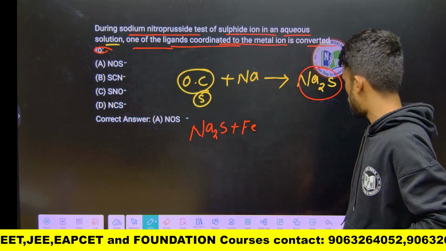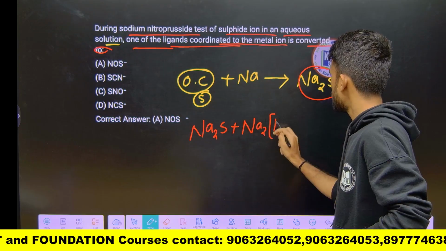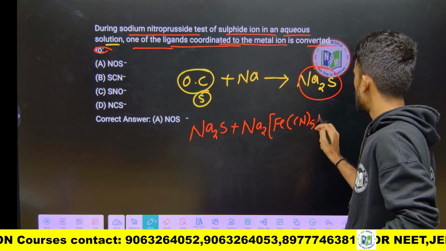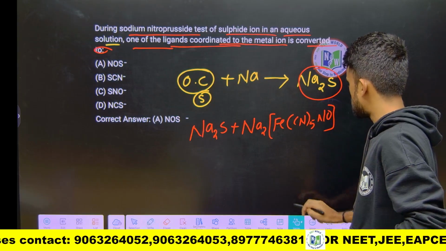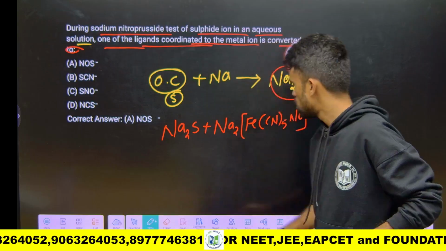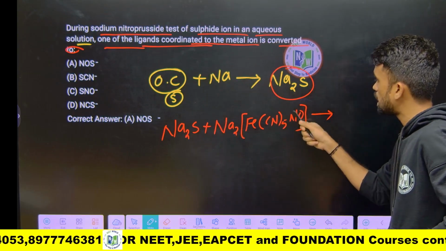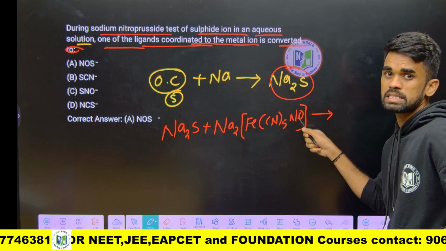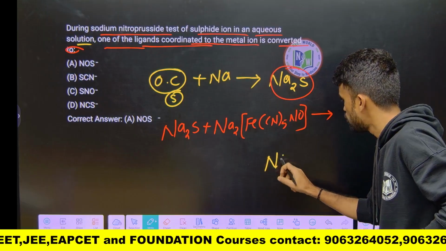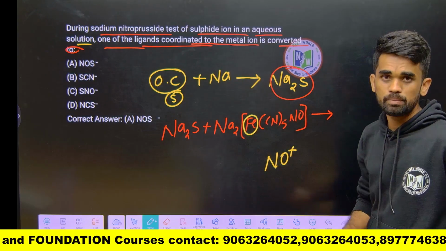So what is the formula of nitroprusside? It is Na2[Fe(CN)5NO]. This is the complex, the formula for sodium nitroprusside. Upon treating it with this, the sulfide ion will interlink to this NO, the nitrosonium ion, which is the ligand. So this is NO+. This is the ligand which is attached to the iron metal in this complex.